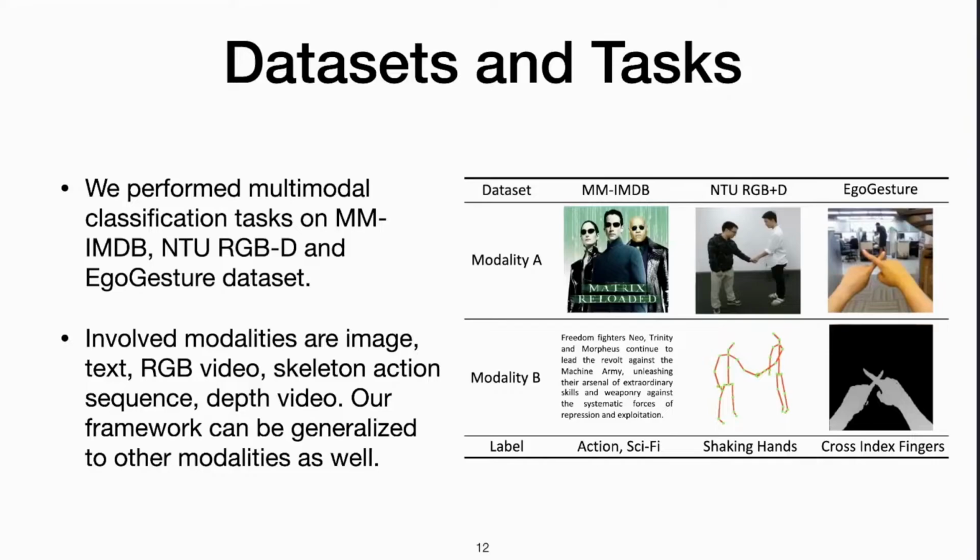Here we have a very clear figure to show our datasets and tasks. We perform the multimodal classification task on the multimodal IMDb, NTU RGB+D, and the EgoGesture datasets. So the involved modalities are images, text, RGB video, action sequence, depth video, and so on. This is to show that our framework is generalized to many modalities, and of course, our framework can be generalized to other modalities as well.